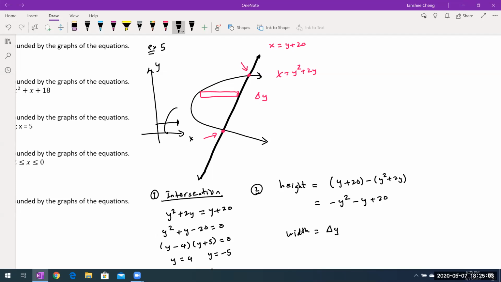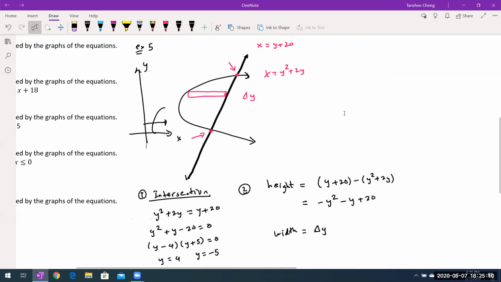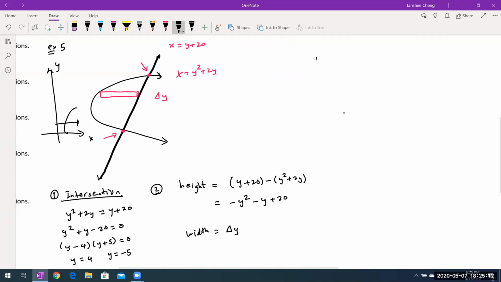So to set up the integral for this area, the area is equal to the integral from -5, my y value, all the way up to 4. The height will be negative y squared minus y plus 20, and then times the width, which is dy. And now let's take this integral.